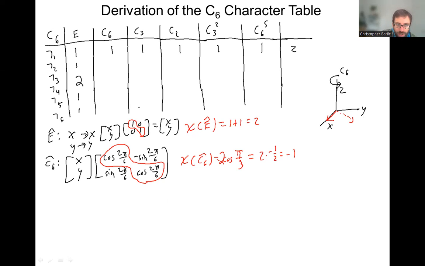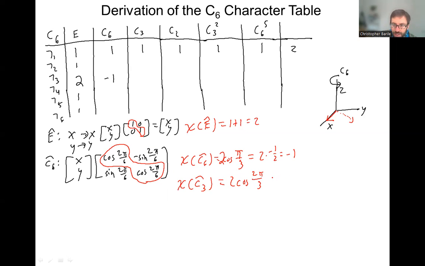Okay. So we figured out that chi of identity equals 2 and chi of C6 equals negative 1. The nice thing about this is that all these other ones are very similar. So I don't have to rewrite all these matrices, just to save us time. Chi of C3, now we're going to have cosine 2 pi over 3 and cosine 2 pi over 3 in this matrix, and sine 2 pi over 3 over there. But when we take the trace along the diagonal, we're going to end up with cosine 2 pi over 3 plus cosine 2 pi over 3, which equals 2 cosine 2 pi over 3.